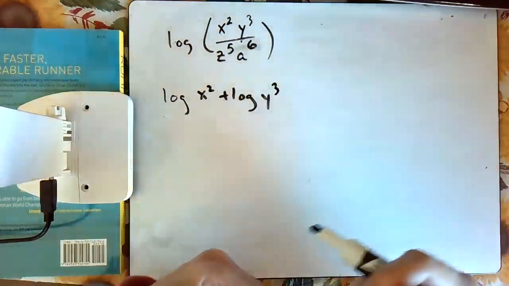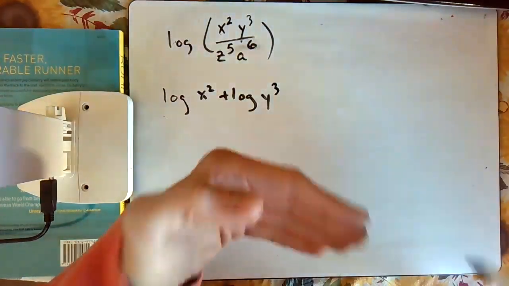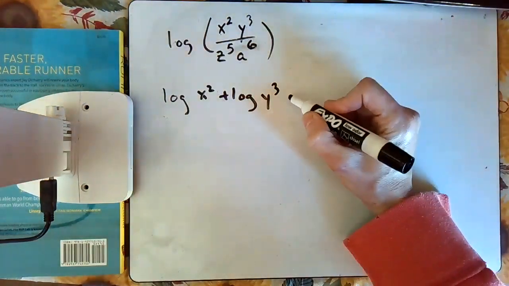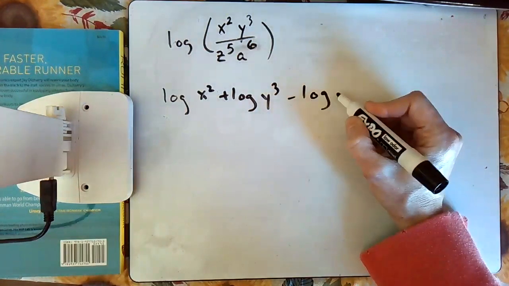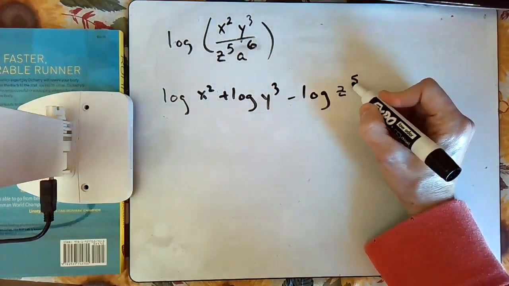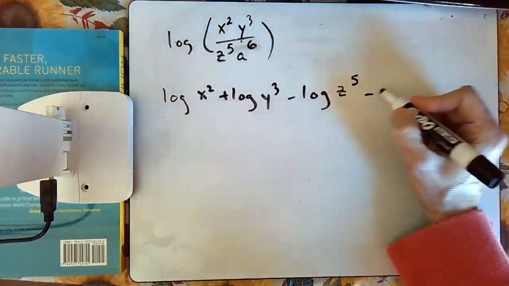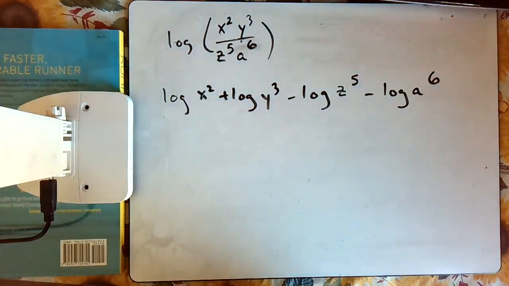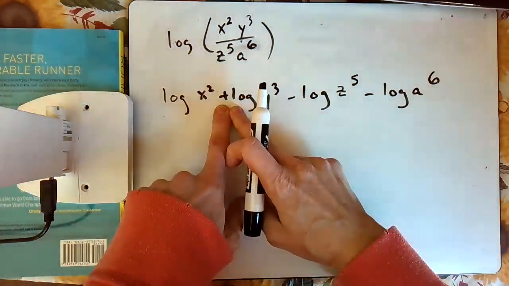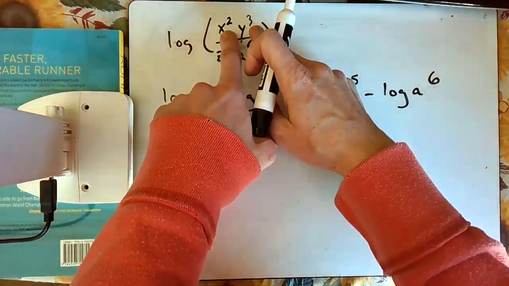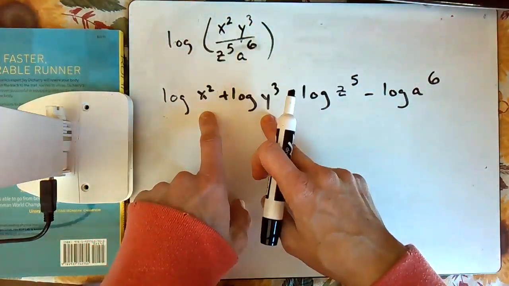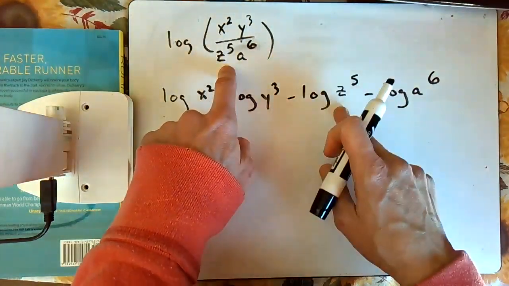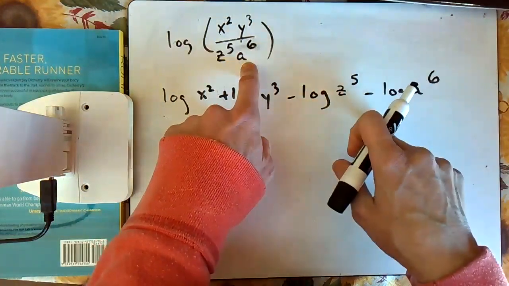Now, when we transition to the denominator, remember we're dividing, but as far as division with the expansion of logs, you have to subtract. So I'm going to have minus log of z to the 5th. We're also dividing by a to the 6th, so minus log of a to the 6th. Again, we added these 2 because we're multiplying x squared times y cubed. That's the product rule. Then when you divide, for every piece that you divide on the bottom, you subtract that respective term because of the quotient rule.